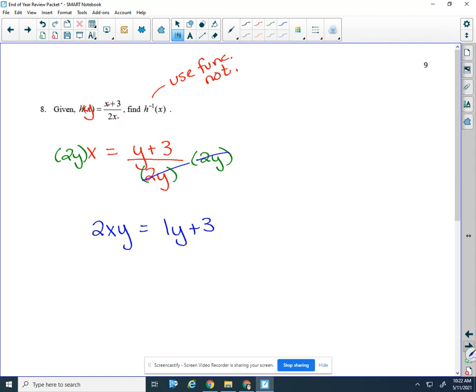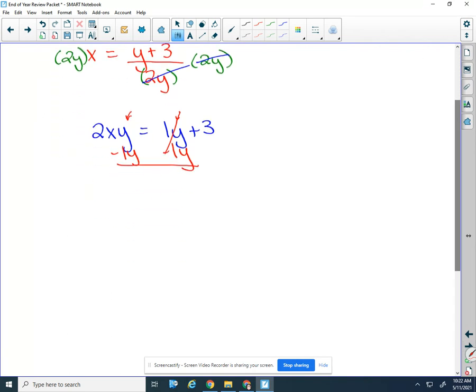The difficulty with this problem is you have 2 terms with y values in them. So I'm going to move this one over here to the left. You can't combine these because one has an x and one doesn't. So I have 2xy minus 1y equals 3.